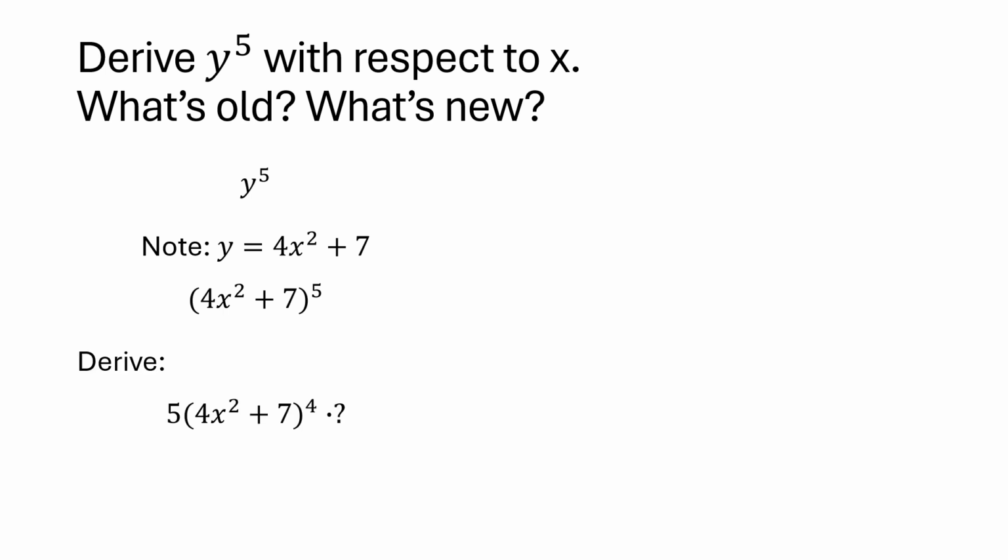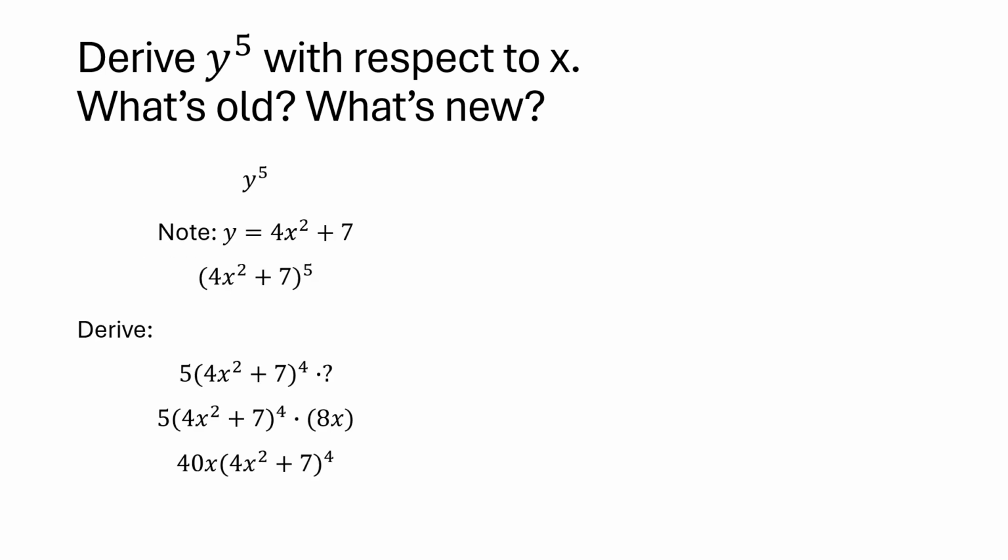We know what to do with the power rule. We're going to multiply that 5 in front, subtract 1 from our exponent, we have a 4. But because we had an inside function, we also need to multiply it times its chain. What's the derivative of 4x squared plus 7? The derivative of 4x squared plus 7 is 8x, and we have to multiply that to the end to chain it on there, chain rule. You could also clean it up a little bit and call this 40x times the quantity 4x squared plus 7 raised to the fourth power.